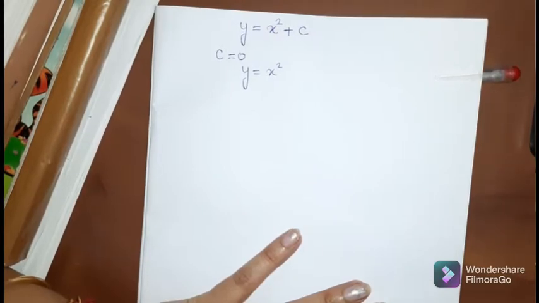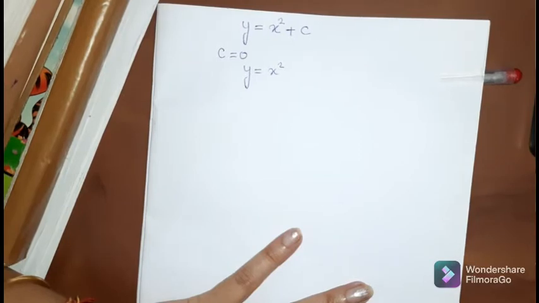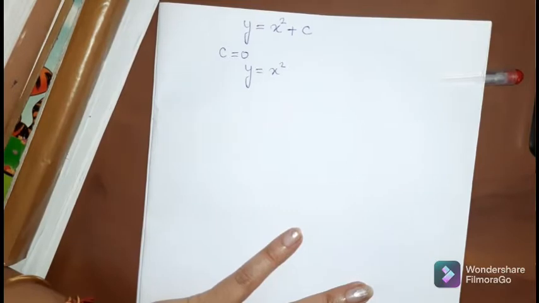Now if we take c equals 1, we again obtain the equation of a parabola, but it shifts 1 unit along the y-axis in the positive direction.